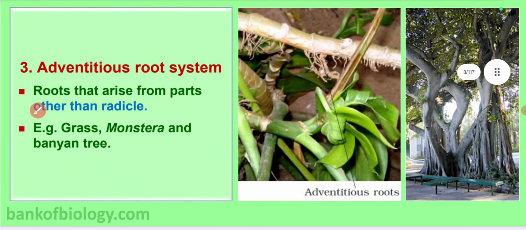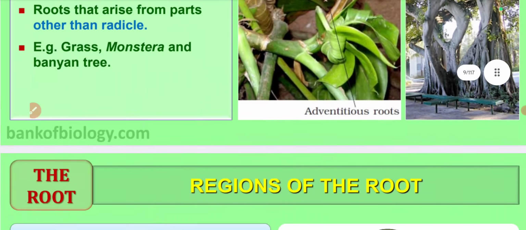Next, third is adventitious roots. These are roots that arise from parts other than the radicle, means roots that grow from other parts of the plant except the radicle. Examples: grass, monstera and banyan tree. As you can see in the diagram, in the banyan tree you can easily distinguish the adventitious roots, coming from the stem region and branches. It is not from the radicle, that's why it is called adventitious root.